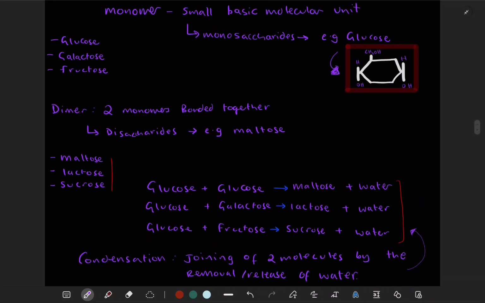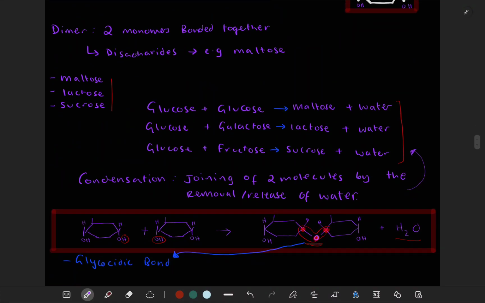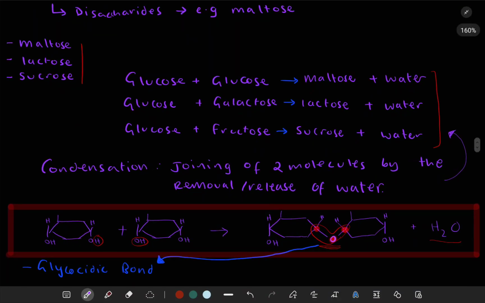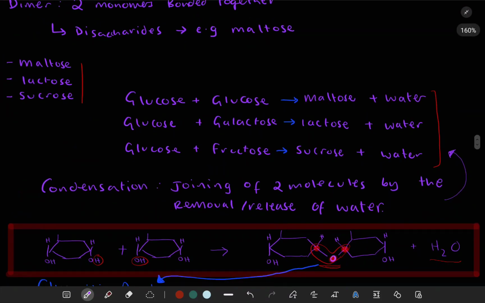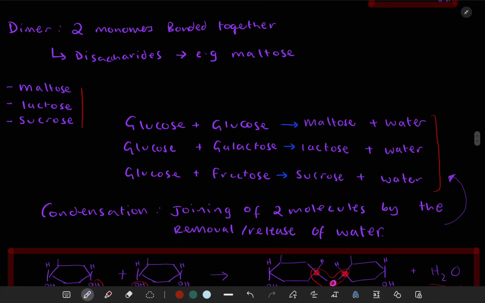Now we learn about how dimers bond together. This is through condensation reactions. Condensation is the joining of two molecules by the removal and release of water. Above this definition, I have written three different examples of condensation reactions which form these disaccharides. And I would advise that you learn these.